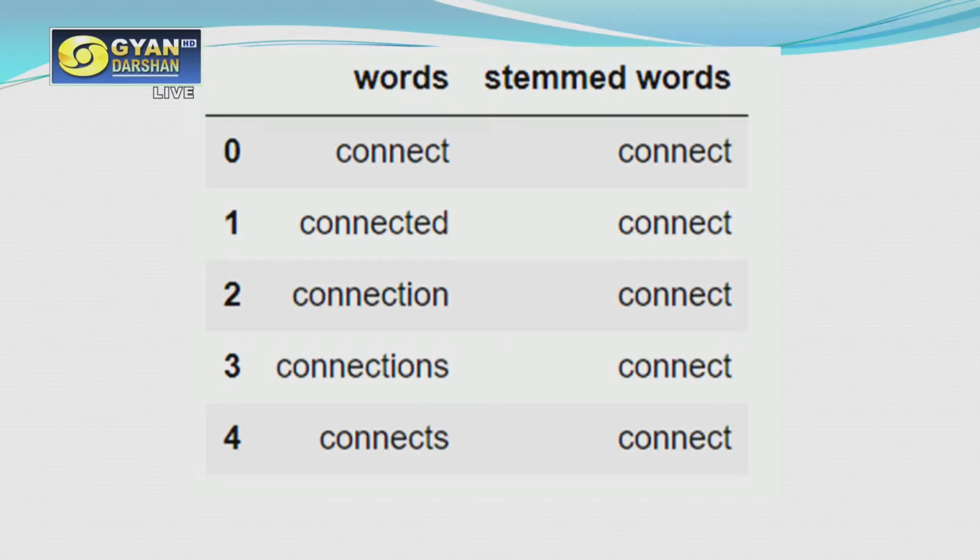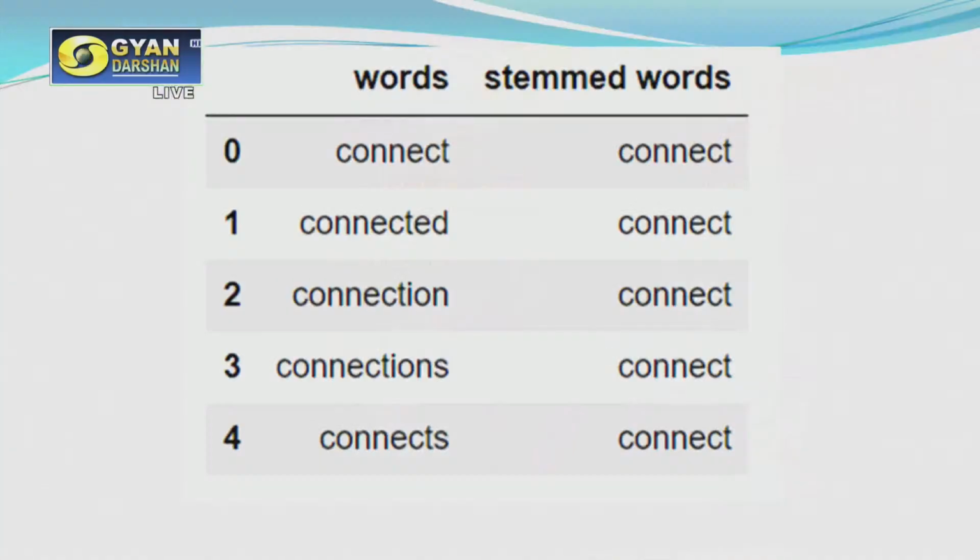So let us see this particular slide, wherein we have given one example. The word connect is used in the document, as well as connected, connection, connections, and connects. After doing the stemming pre-processing, it completely wipes off the extension after the T, and then it will replace all the words with CONNECT.